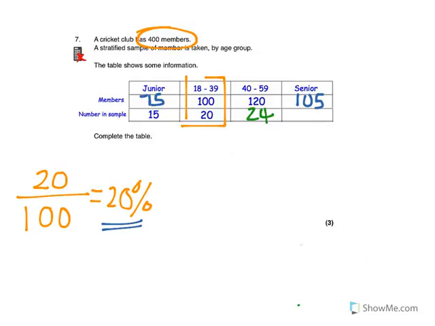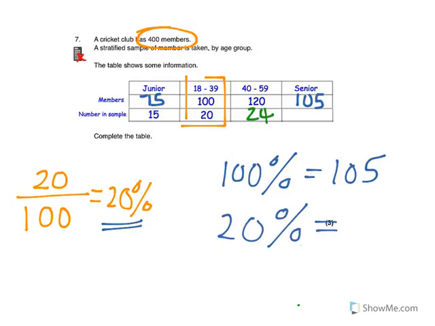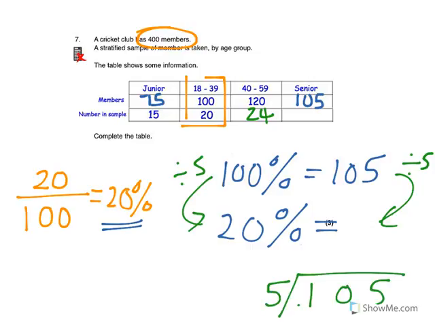So we know 100% of the seniors is 105 people, and we're trying to find 20% of those seniors. So to get from 100 to 20, I divide by 5, and therefore I need to do the same to the other side, divide by 5, and I can do my bus stop for that. So I've got 105, 5 goes into 1, it doesn't, carry over the 1, 5 goes into 10 twice, and 5 goes into 5 once. So that's an answer of 21. And now I've got all my table filled in.